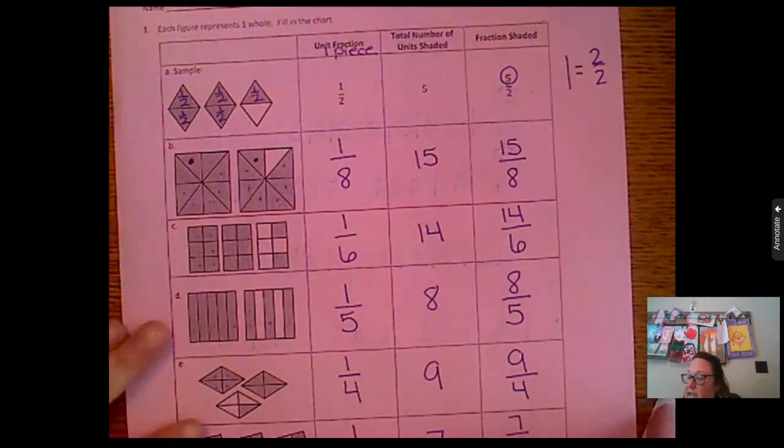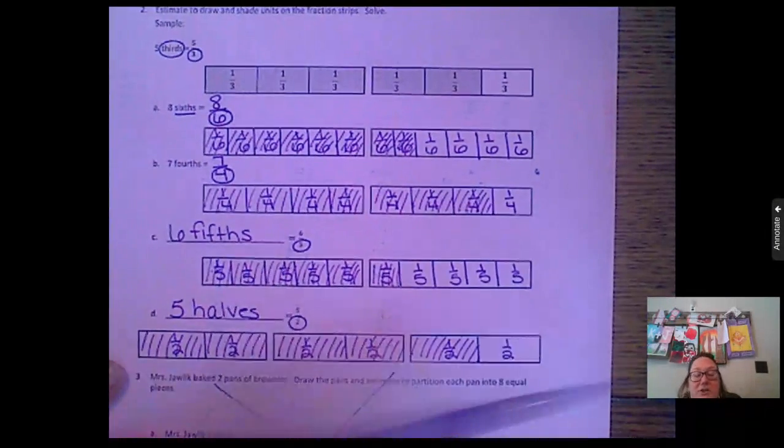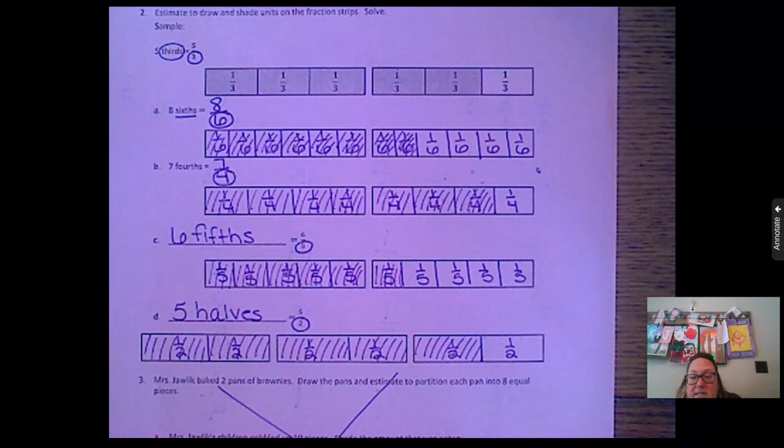So this is one thing, but I know that for me, even though I'm an adult, it is helpful to actually build the fractions that are greater than a whole, and it's a little bit easier to see it that way and understand.